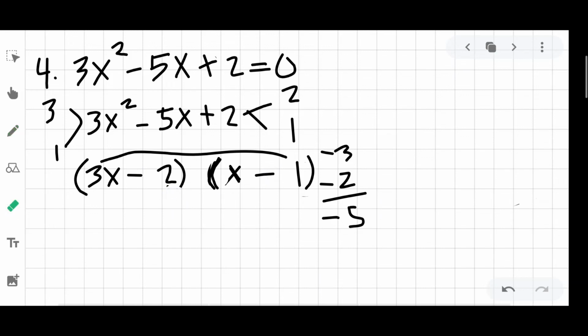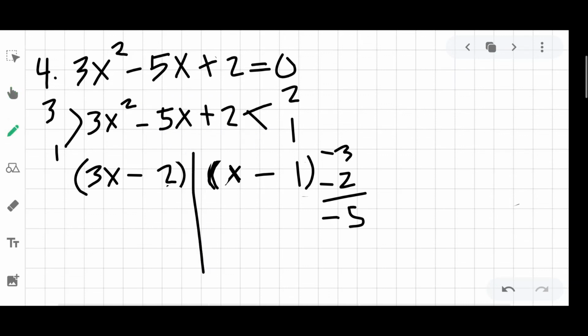So, to check if our answer is correct, kung tama ba yung pagpa-factor natin, all we have to do is to multiply the last term. Negative 2 times negative 1, the answer is positive 2. Ibig sabihin, tama yung sagot natin. Pwede na natin kunin yung mga solutions for our fourth example.